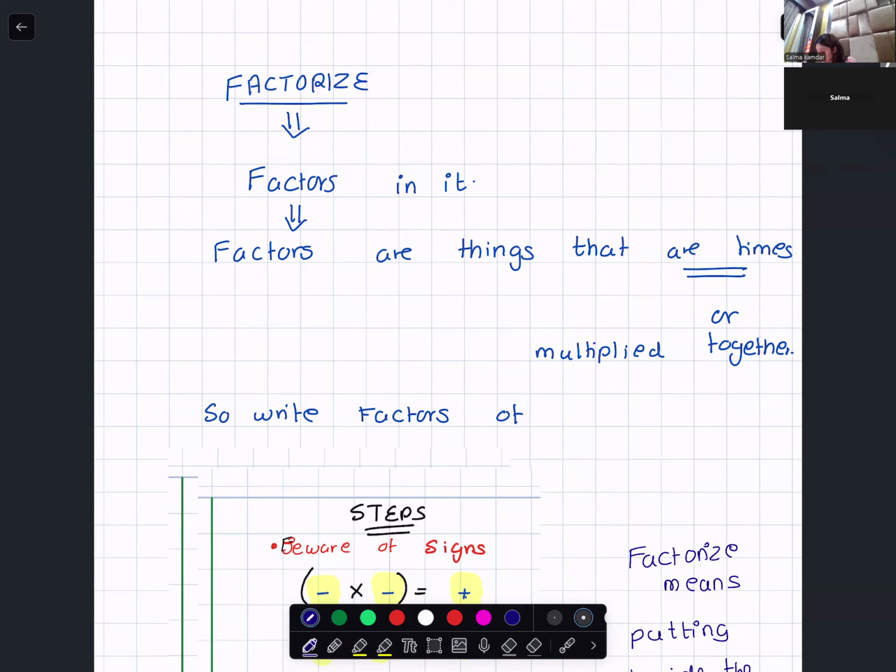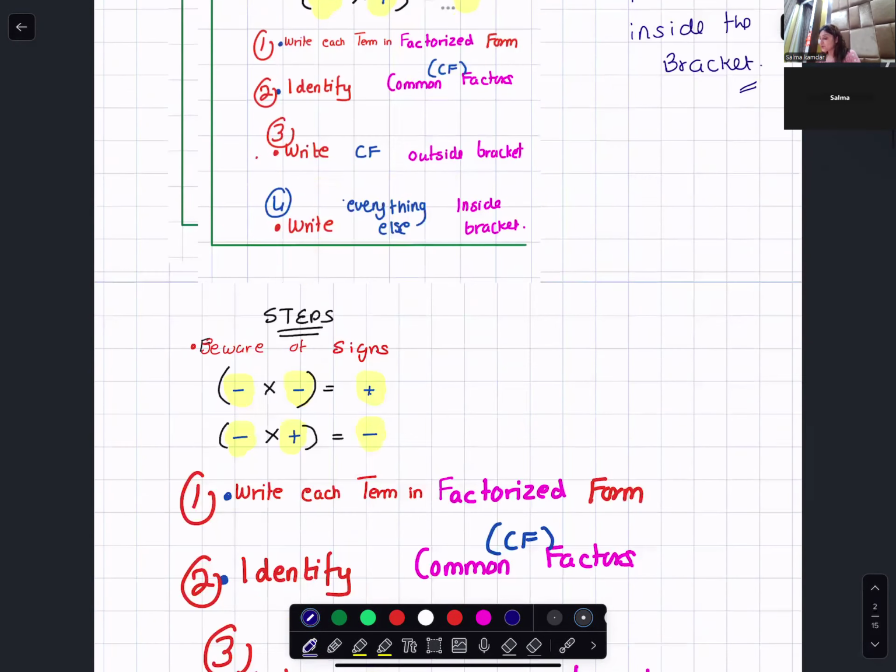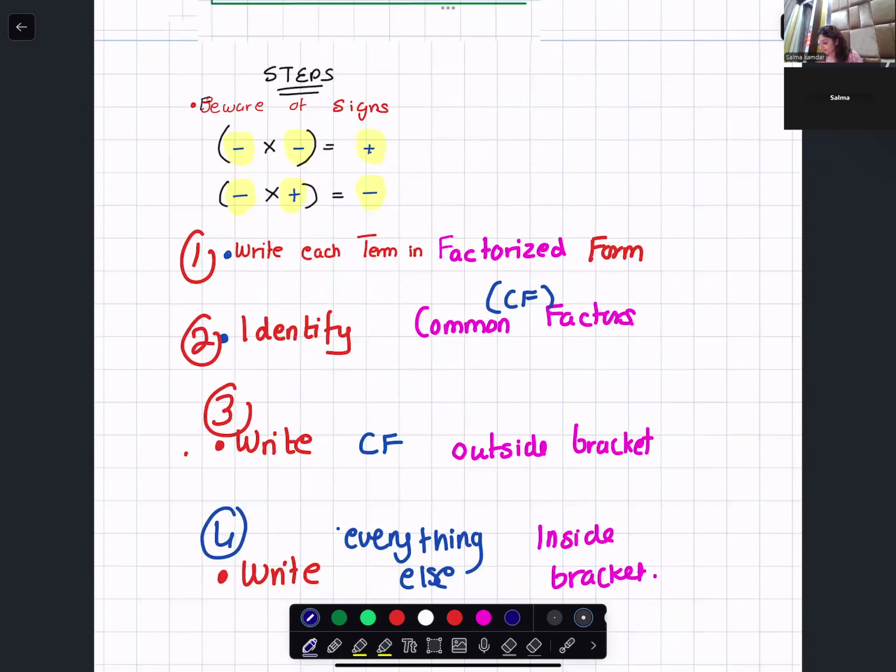When we are factorizing things, that means we are putting in brackets. Expanding means opening the bracket. But when we talk about factorizing, we are putting in the brackets. Factors are things that are multiplied together to get the same number. So when you factorize, you're going to put the things in the bracket.